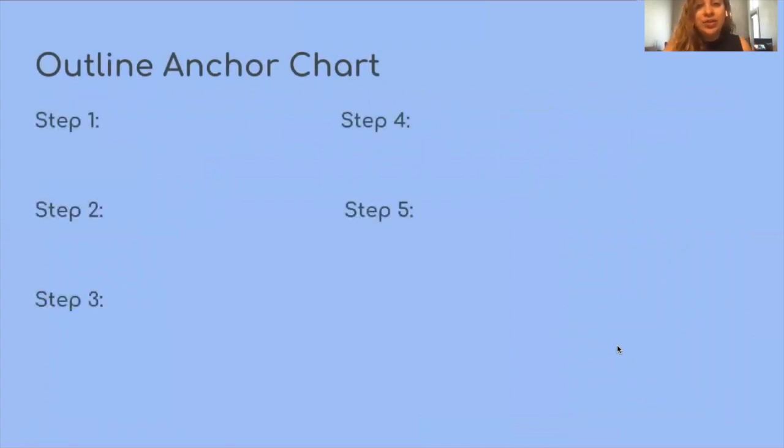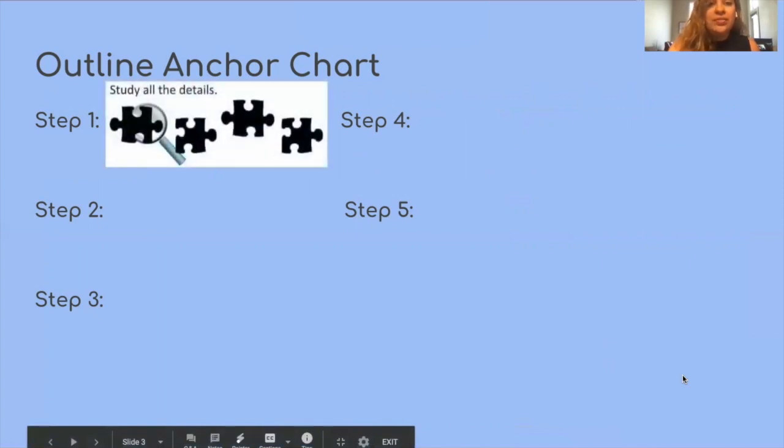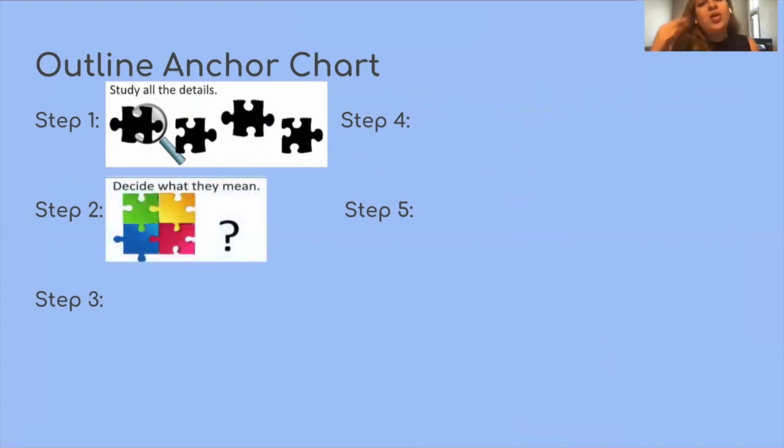So an outline anchor chart shows us 5 steps. That means there are 5 things that you need to focus on when creating your outline before you even create it. First, you have to study all the details, okay? So you have to look at all the details inside the stories that you've read. You have to think about, what do all these details mean? You have to decide whether they're important details or maybe details that are not as important.